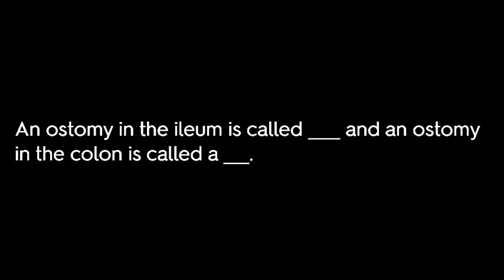What is the surgery you do for Crohn's disease? Try not to do surgery. May remove only the affected area. The client may end up with an ileostomy or a colostomy. It just depends on the area affected. An ostomy in the ileum is called an ileostomy and an ostomy in the colon is called a colostomy.